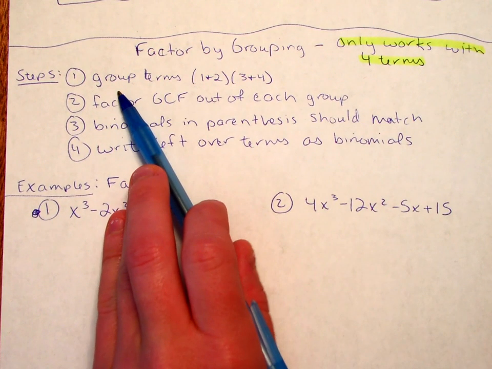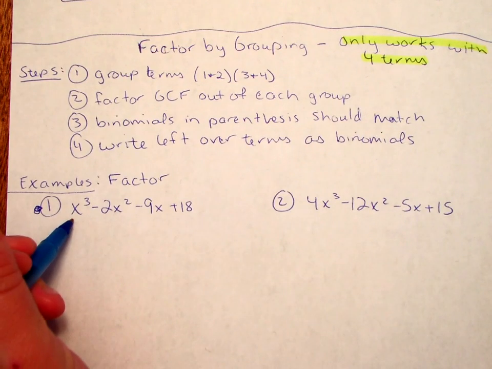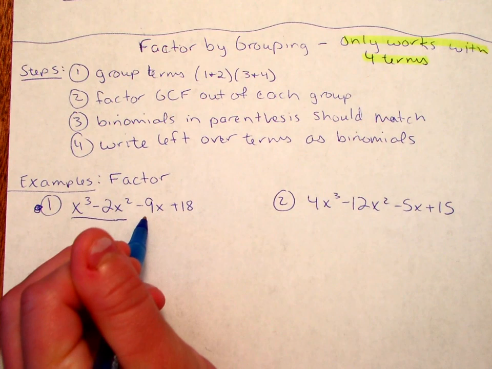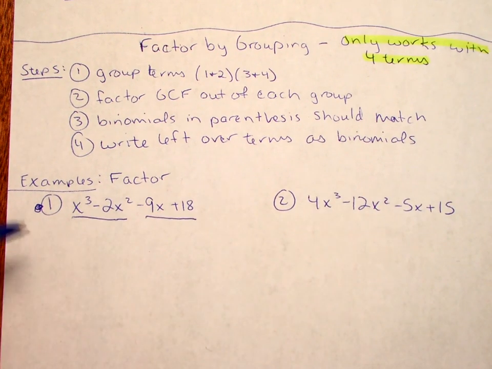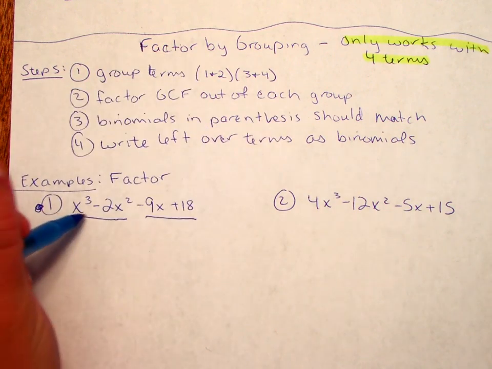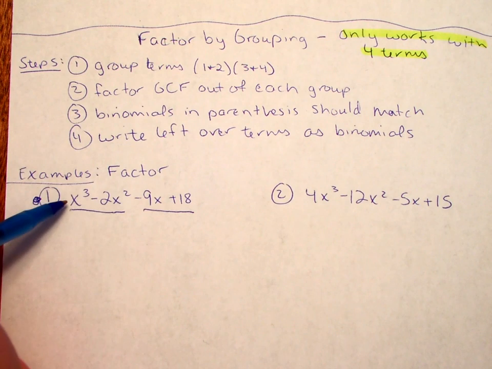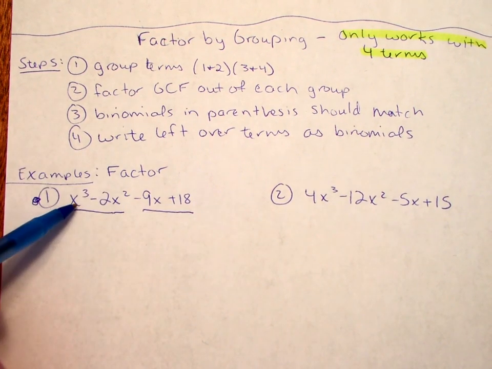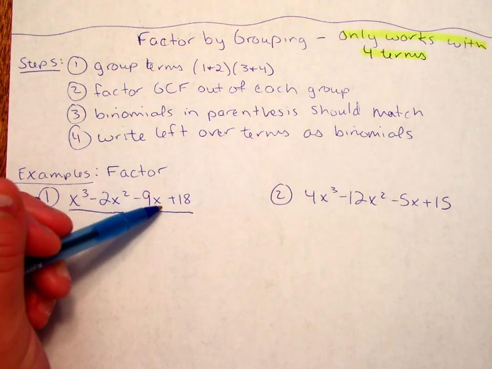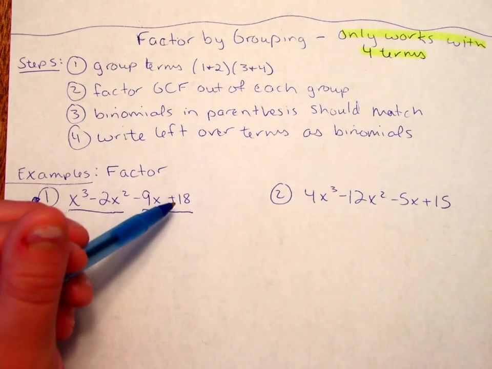So the first step is to group terms 1 and 2 and 3 and 4. So what that means is you're going to take these first 2 and you're going to take these second 2. And you're going to factor out the GCF from each group, because all of these terms don't have something in common. You can take an x squared out of here, you can take a 9 out of here, but you can't take a 9 out of here or an x squared out of here. So that's why you're factoring the first 2 and the second 2.